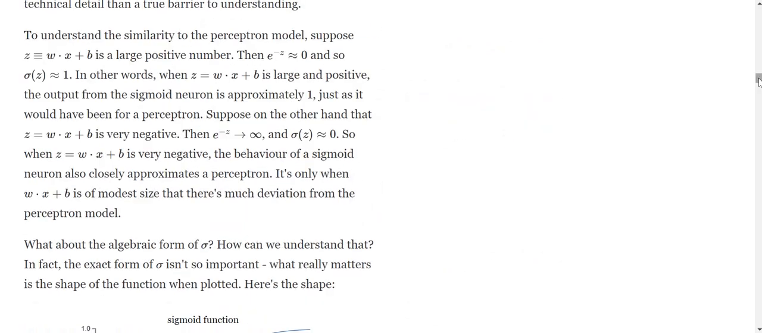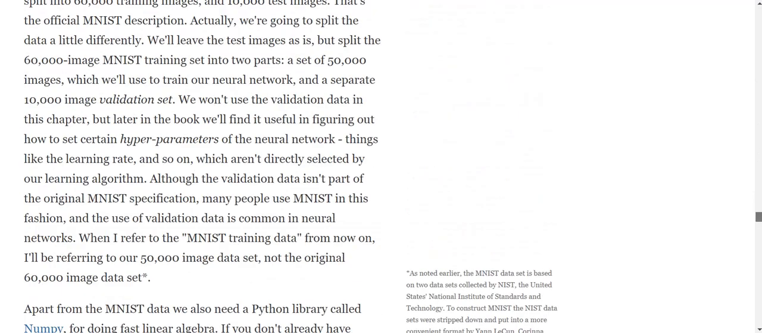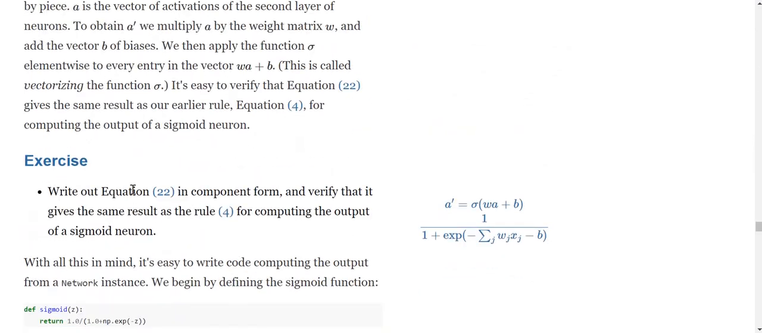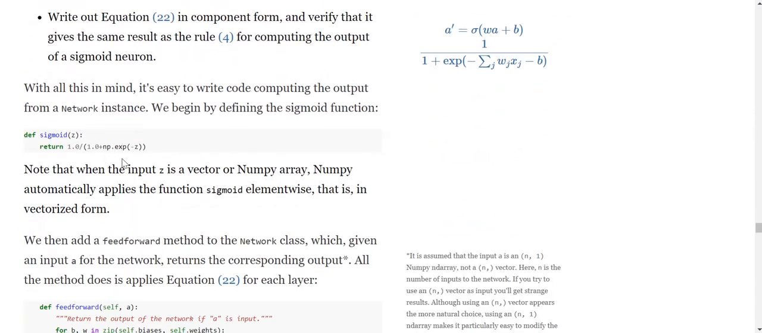Oh, I accidentally went all the way back. Okay, so I was here. So note that when the input z is a vector or numpy array, numpy automatically applies the function sigmoid element-wise, that is in vectorized form. So that also makes sense.